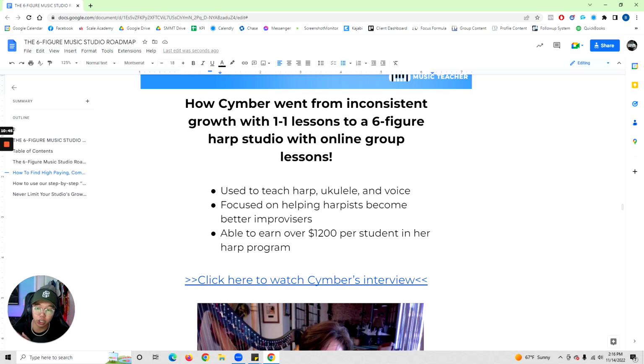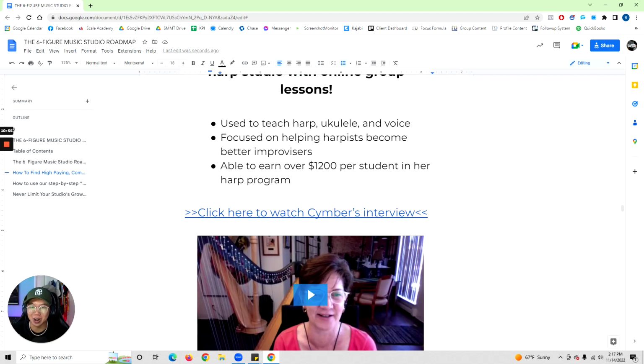Before she started working with me, she used to teach harp, ukulele, voice, all of these students, but she really wanted to just focus on harpists because that's her thing, right? Look, she's got a harp in the background. There's always a harp in her background. You look at her, she's that harp lady right there. But she wanted to focus on helping harpists become better improvisers. She saw that in the market there was nobody teaching that. And that was her thing. She's been teaching that, she never really just promoted that at all.